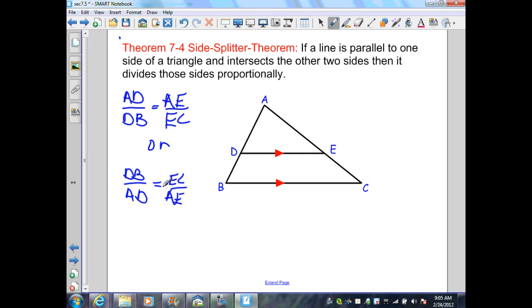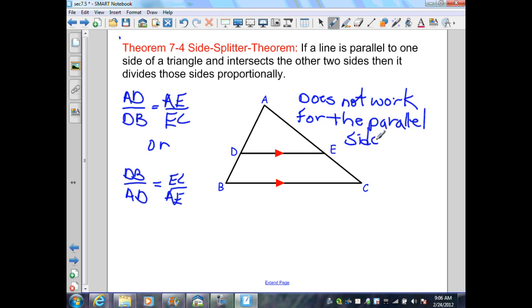The problem with the side splitter theorem is it does work for the sides of the triangle, but does not work for the bases of the triangle, the two parallel sides. Does not work for the parallel sides.